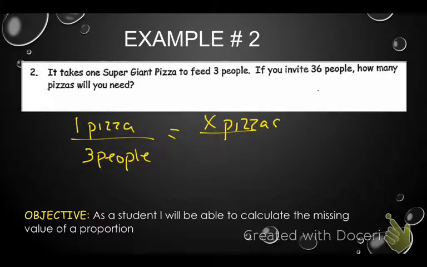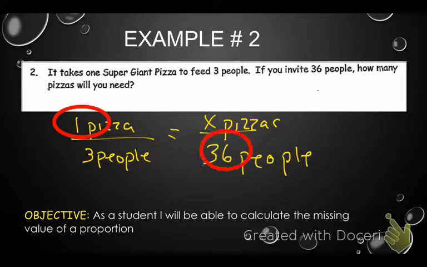Okay, and I wanted 36 people, so I have 36 people down here at the bottom. We can cross multiply and divide, or we can do the traditional method, either one. I'm going to cross multiply and divide for this one. 36 times 1, remember we cross. Okay, 36 times 1 is 36, and we're going to go ahead and divide that by 3. So 36 divided by 3 equals 12.